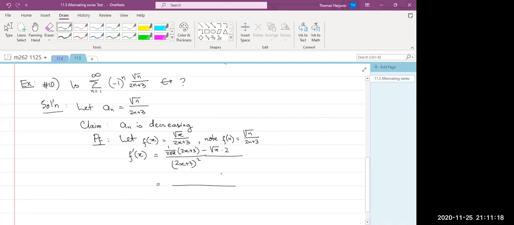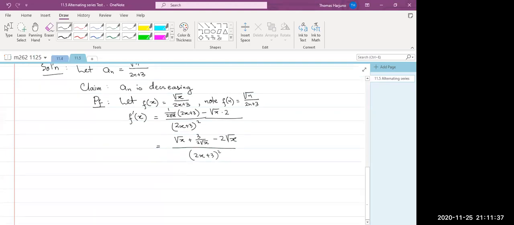This is equal to the square root of x plus 3 over 2 square root of x minus 2 square root of x. Let me multiply the top and the bottom by square root of x to make it easier for me to see. That will be x plus 3 half minus 2x over square root of x times (2x plus 3) squared.